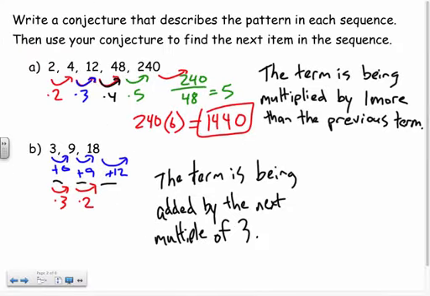And then let's go ahead and use that to find the next term in the sequence. So it looks like I'm going to add by 12, right? So 30. So there's my next item according to that conjecture.